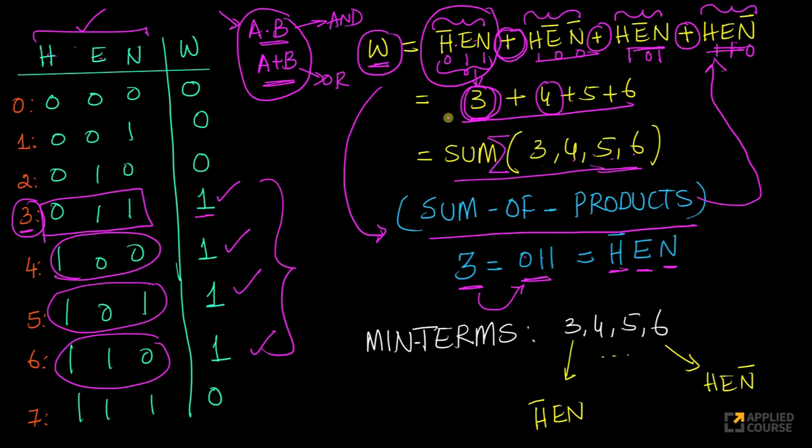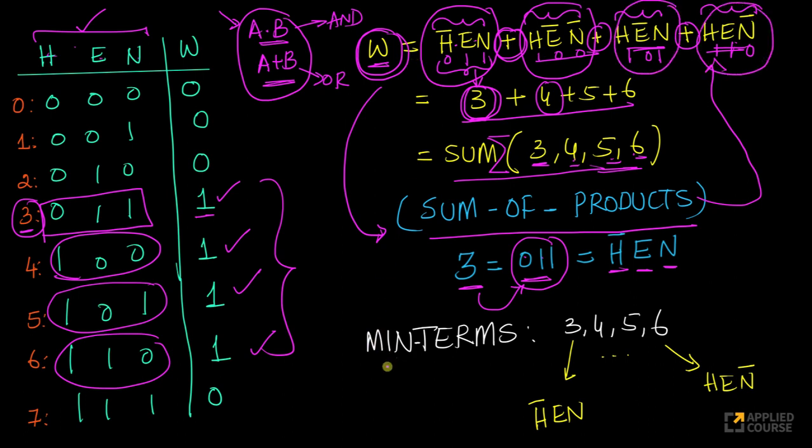So whenever you see any Boolean expression represented like this, W equals summation 3, 4, 5, 6, convert this 3, 4, 5, 6 into the binary representation of these decimal values and interpret it like this. Now, very importantly, look at this: this term is a product term. This term is also a product term. This term is a product term. This term is also a product term.